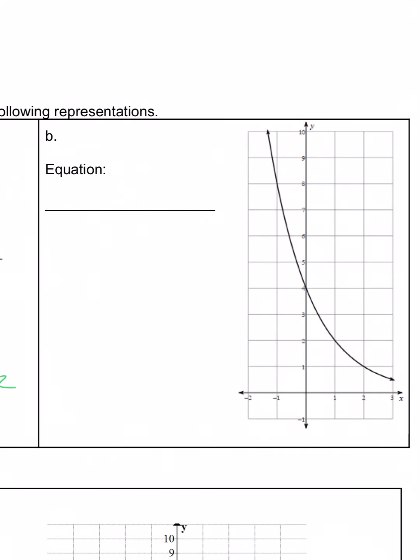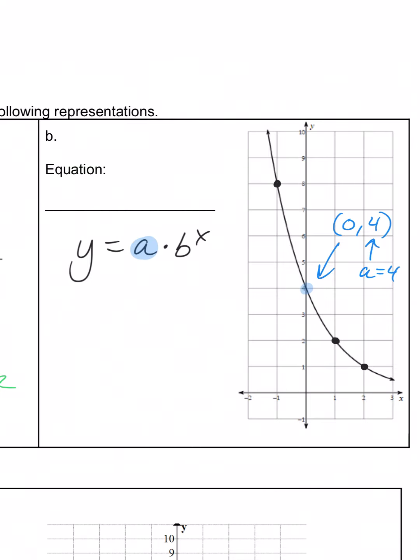Okay, so again, we want to write an equation in this form. A is going to be the y-intercept or the start. Let's find this. Here is our y-intercept. The y-intercept is 0, 4. Our a value is equal to 4. Now what we want to do is find the multiplier. Now we need to identify more points.